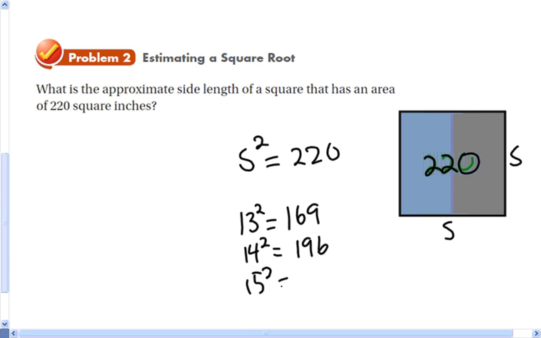15 squared is 225. So if we don't need to be too accurate here, we can just say that S is about, and this means approximately, 15, because 15 times 15 is 225, which is just a little bit more than 220.